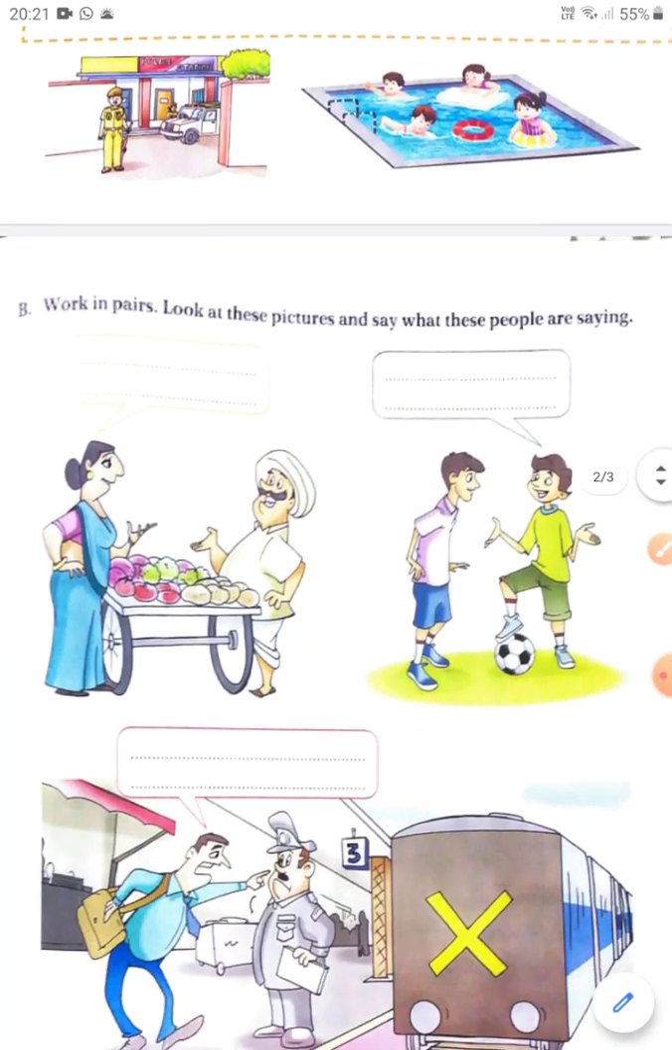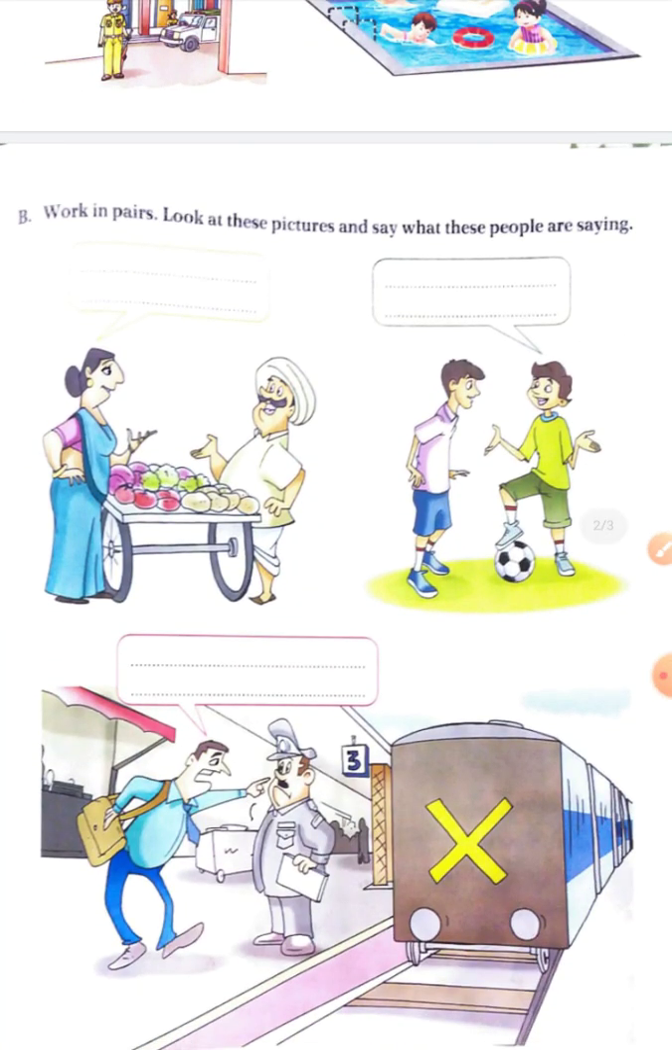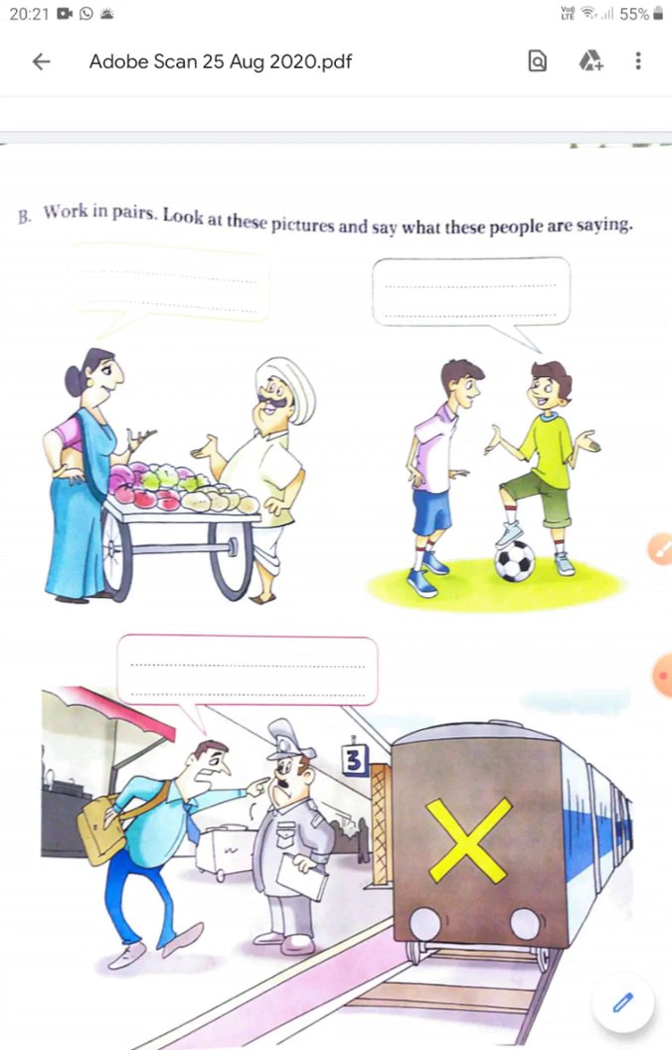Next exercise says, what these people must be saying, what they must be telling. So this first one is a vegetable vendor. This auntie must be there to buy the vegetables. So what do you think she must be saying? The person is also looking happy. Auntie is also happy. So auntie must be saying, today the vegetables are very fresh. So even the vendor is happy.